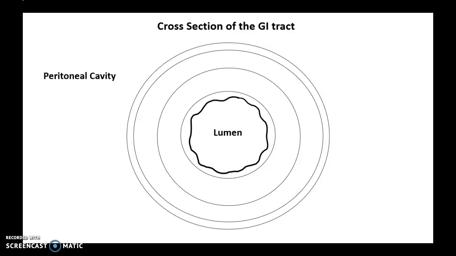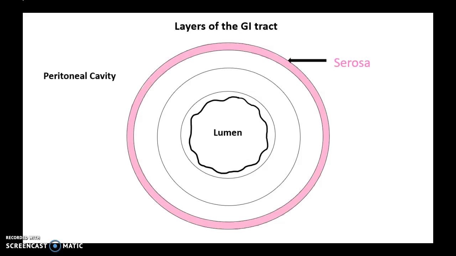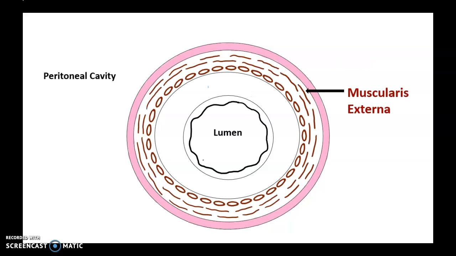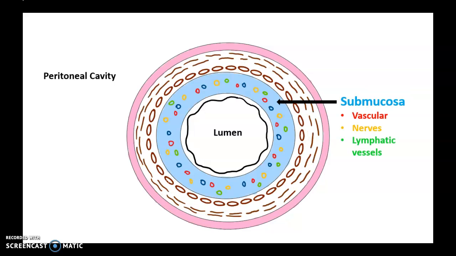We can identify the lumen at the center through which food passes, and we see the peritoneal cavity outside the tube. We will identify the layers from superficial to deep. Most superficially, we have the serosa. Deep to that, we have muscularis externa made up of smooth muscles. Deep to that, we have submucosa, which has blood vessels, nerves, and lymphatic vessels, and I like to say that the submucosa has all the stuff of the GI tract.